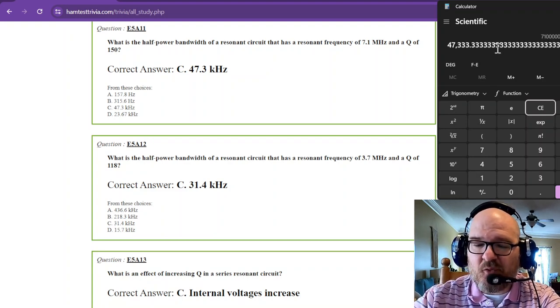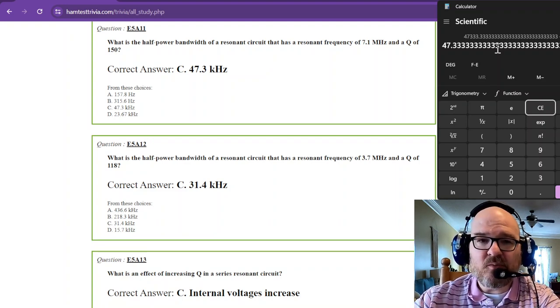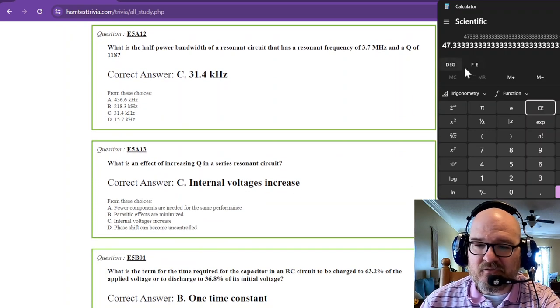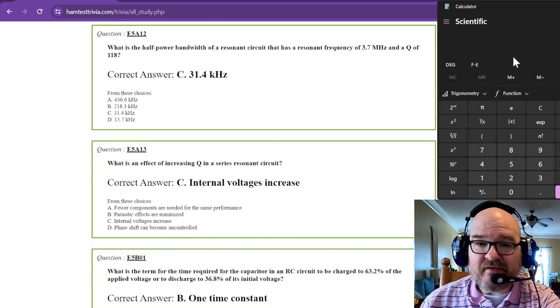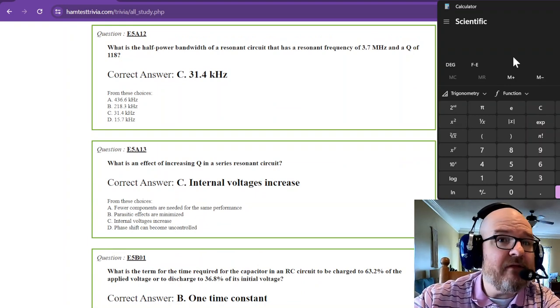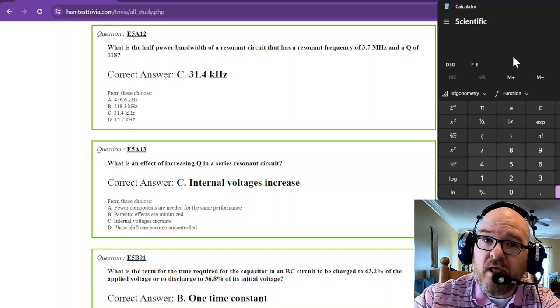That gives you 47,333. Now, if you want to convert that to kilohertz, divide by 1,000, 47.3 kilohertz. There's your answer. So if you can look at these numbers and be able to read the scientific notation off of them, that's going to make you a master at this particular sub-element. Now, here's the beauty. You're only going to see one of these questions on the test. Which one you get? Playing roulette with it.